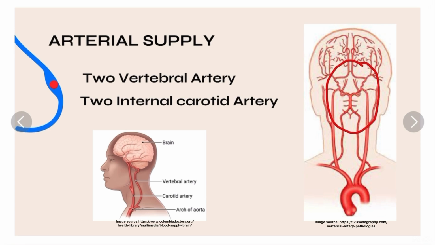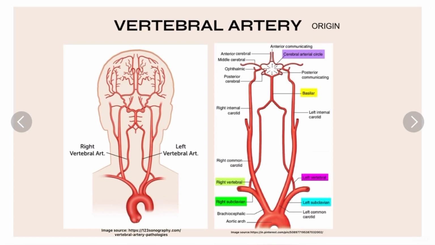So we will be seeing the origin, the course and the branches of these arteries and how they form the circle of Willis. First, coming to the vertebral artery. Where does it originate? We all know from the heart arises the aorta and the arch of aorta. So the vertebral artery originates from the first part of the subclavian artery on each side. In the image here, the right vertebral artery originates from the right subclavian artery and the left vertebral artery originates from the left subclavian artery.